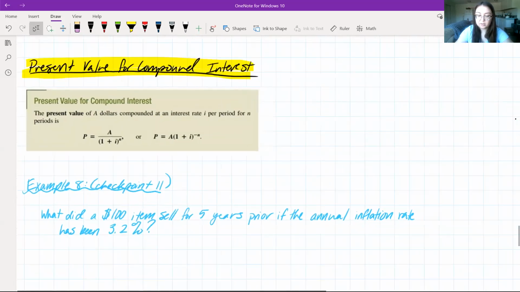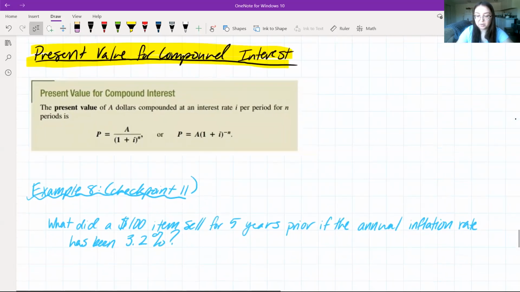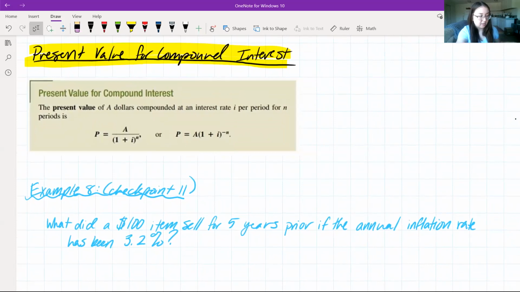All right. So now let's get into our present value for compound interest. So we see that our present value for compound interest, the present value of $A compounded at an interest rate i per period for n periods is going to be P is equal to A divided by 1 plus i to the n power, or you can just rewrite this as P is equal to A times 1 plus i to the negative n power. So you can write it however way you want.